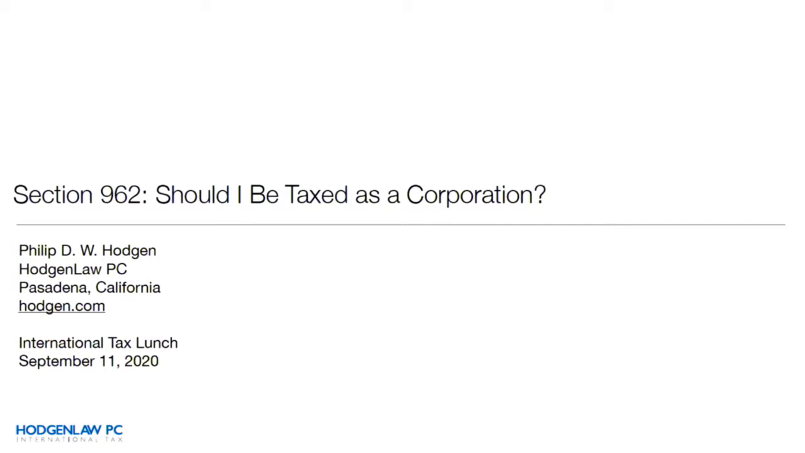The topic this month is about Section 962. Section 962 was an obscure little backwater of the Internal Revenue Code until our friends in late 2017 dropped the corporate tax rate to 21%. At that point, it became extremely interesting to Americans who are shareholders in foreign corporations. So I'm going to talk about what problems it solves, how it solves it, and give you a broad overview of the Section 962 game.